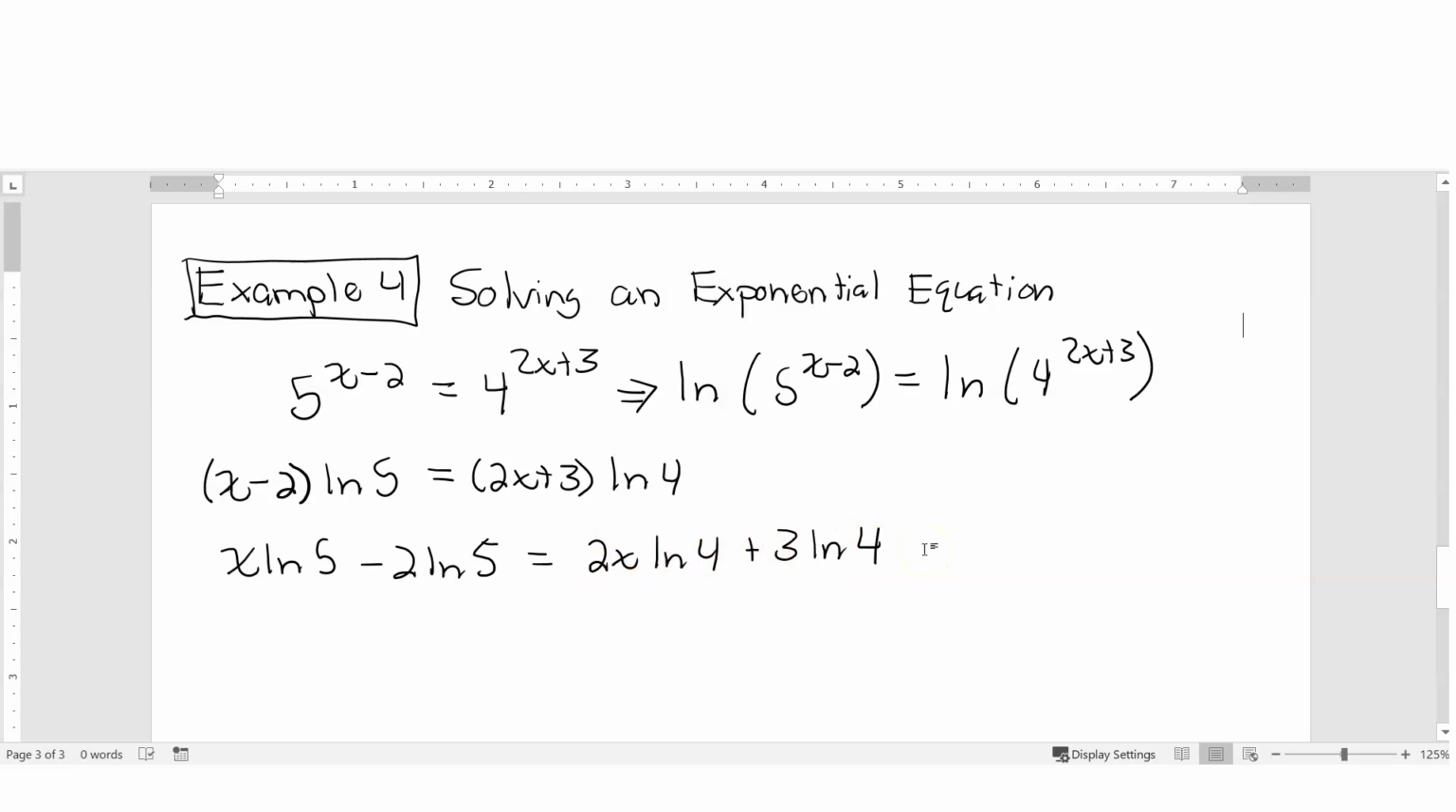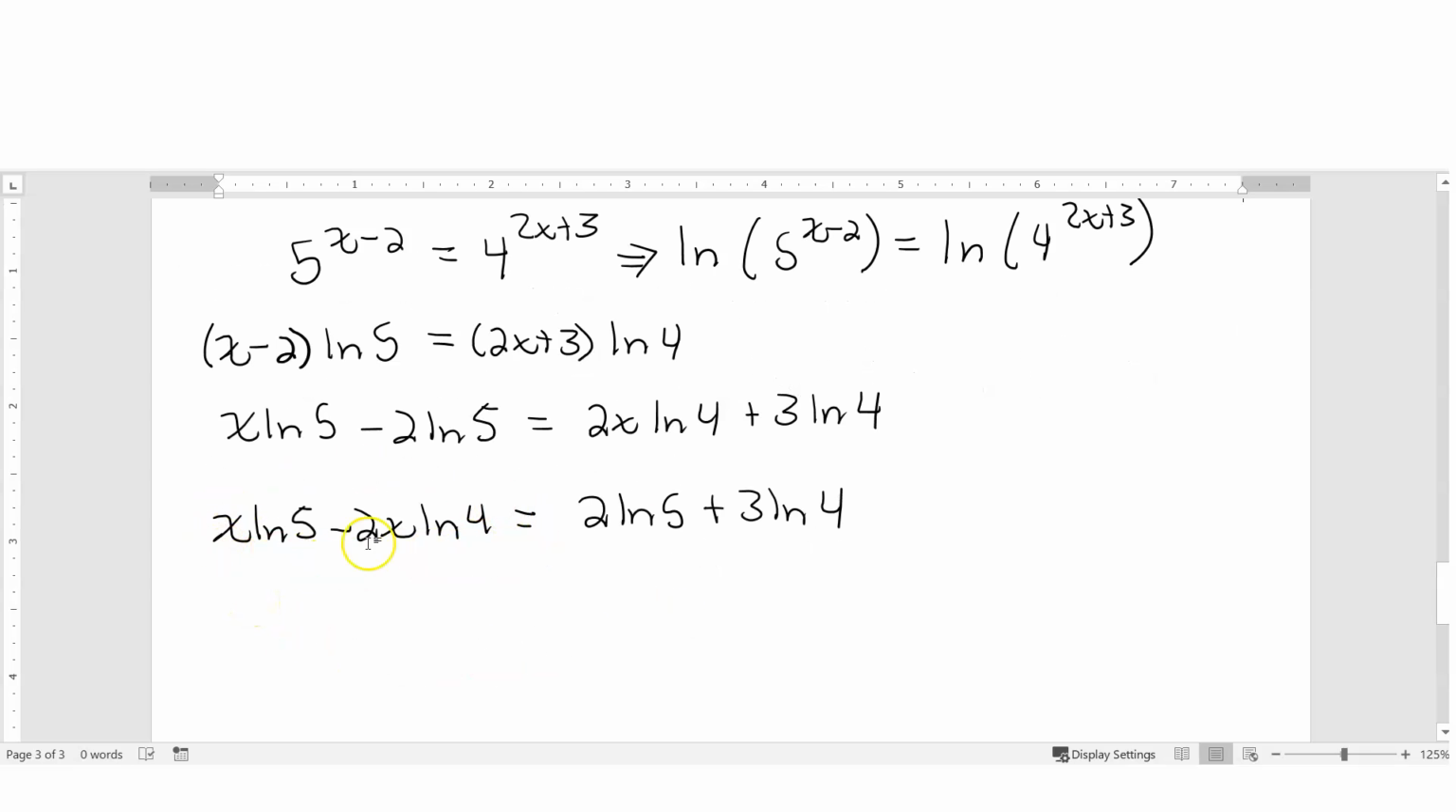And much like you would do with other equations, you want to group all your variable terms on one side and all the constant terms on the other. So we'll move 2 natural log of 5 to this side, and we'll move 2x natural log of 4 to this side of the equation. Now that we've moved our variable terms to this side of the equation, we're going to factor out x so we can eventually solve for it. So we'll have x times natural log of 5 minus 2 natural log of 4 equals 2 natural log of 5 plus 3 natural log of 4.